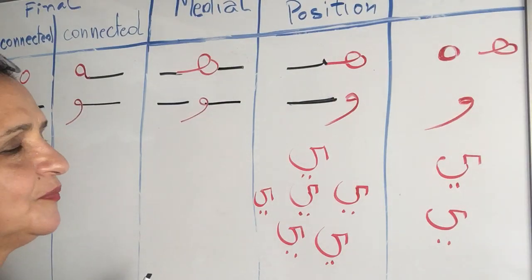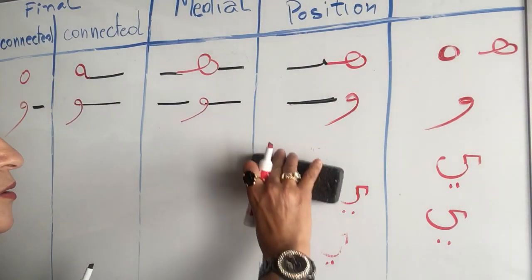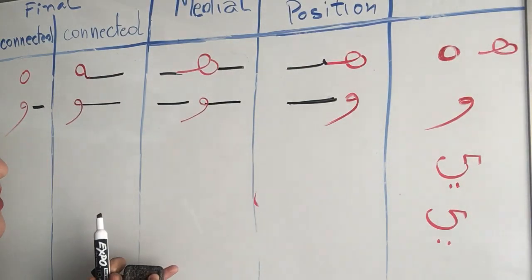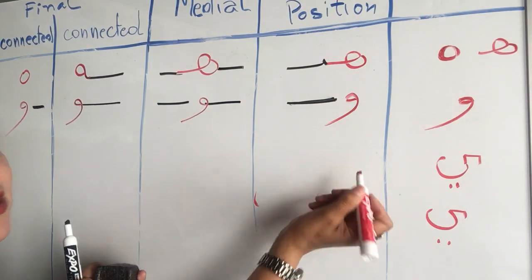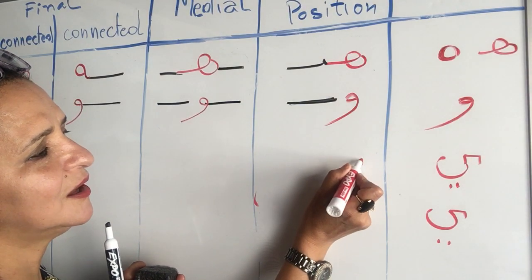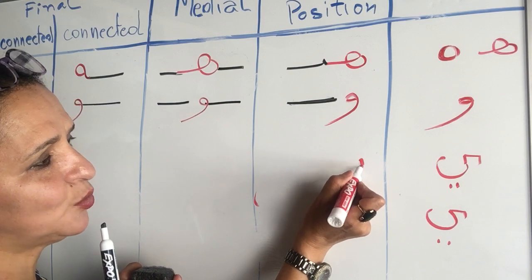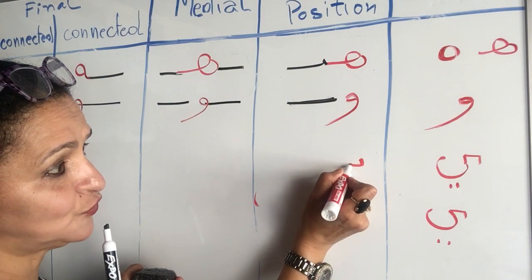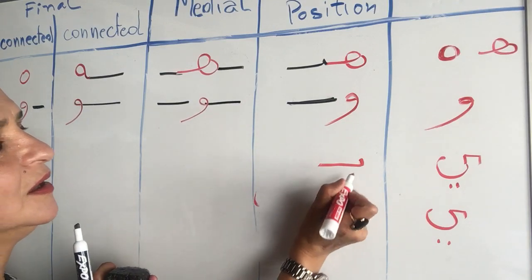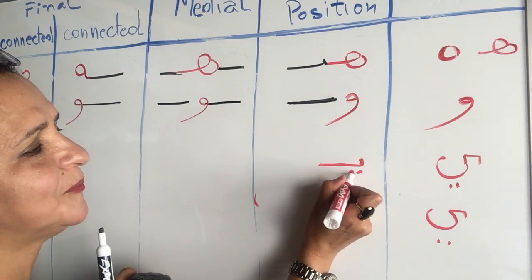Isolated by itself. Okay? How am I going to write this ya at the beginning? So it's going to be straight. Look here. This is the line. I do this and I go, I'm on the line now. I go straight like ba, ta, and na, and then I put 2 dots here.